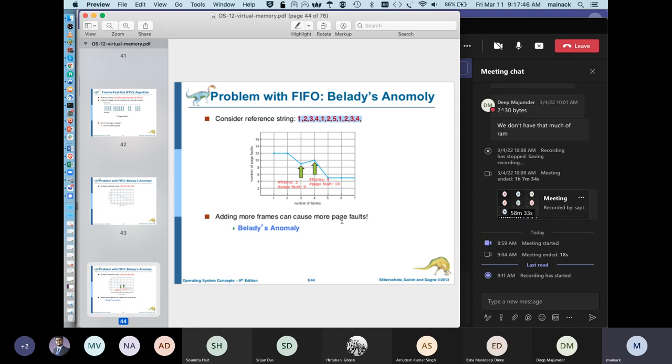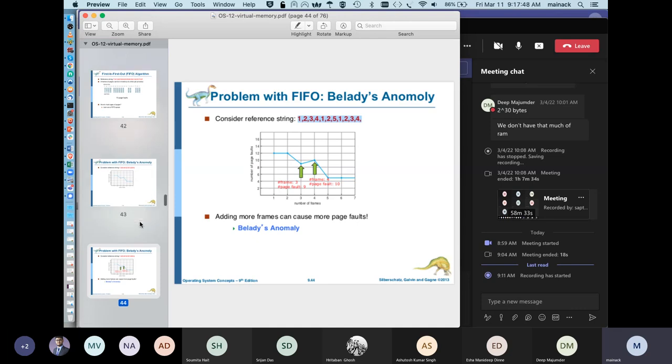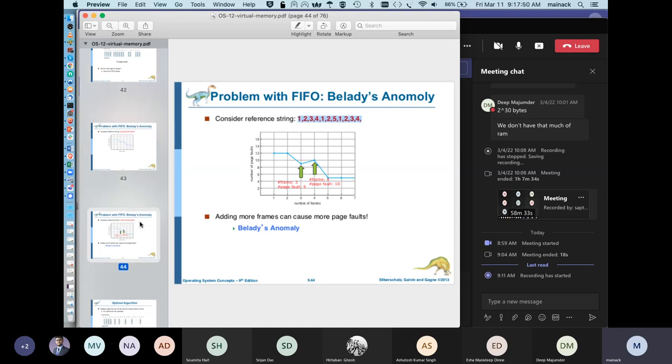It's called Belady's anomaly. And the reason, as we'll see later, is that the FIFO algorithm is not what we call a stack algorithm. In a stack algorithm, essentially whatever is in your 4 GB RAM should also be in your 8 GB RAM, just like it should be. But FIFO is not a stack algorithm, so whatever is in 3 frames might not be included in 4 frames.